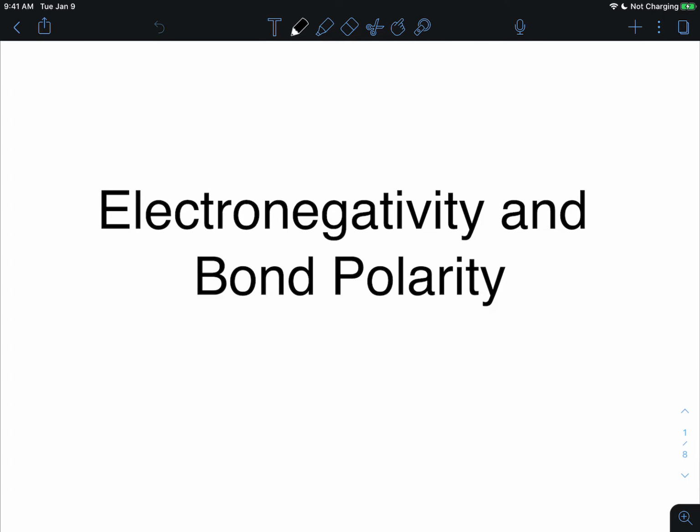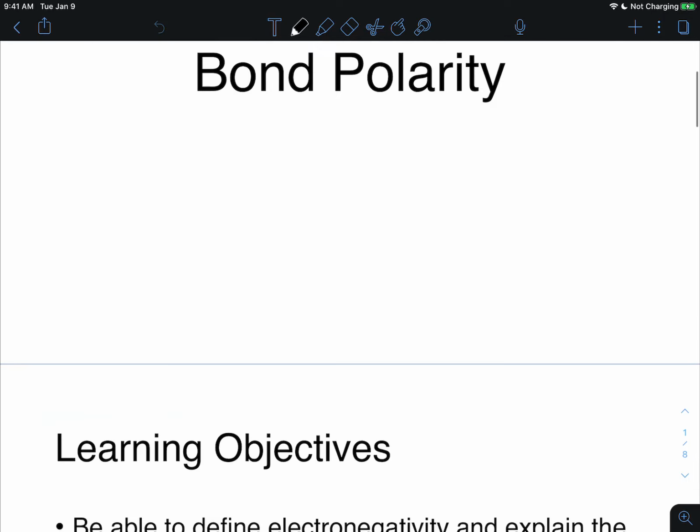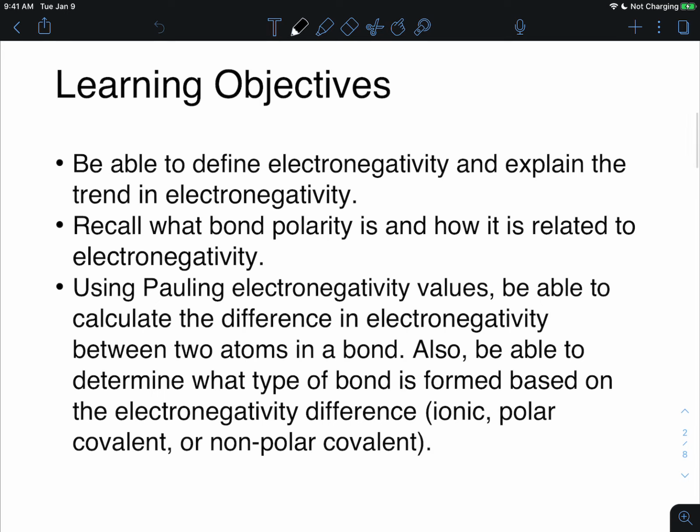Hey guys, in this video we're going to be talking about electronegativity and bond polarity. At the end of this we should be able to define electronegativity and look at the trends in electronegativity, know what bond polarity is, how it's related to electronegativity, use our Pauling electronegativity values to determine the electronegativity difference between two atoms, and from there determine if we have an ionic, polar covalent, or nonpolar covalent bond.